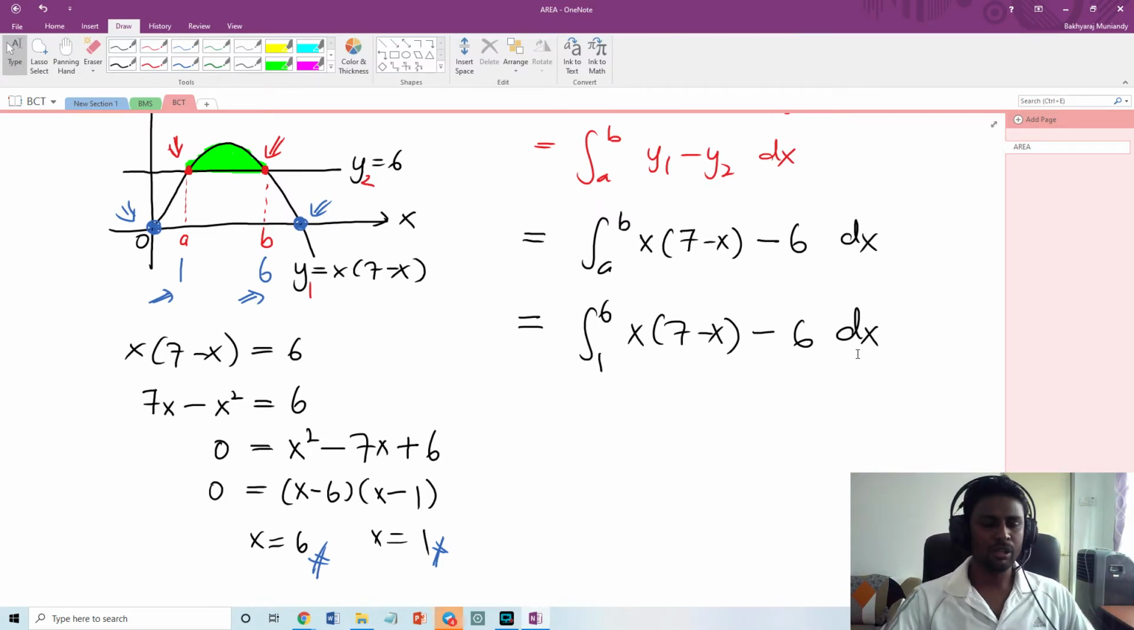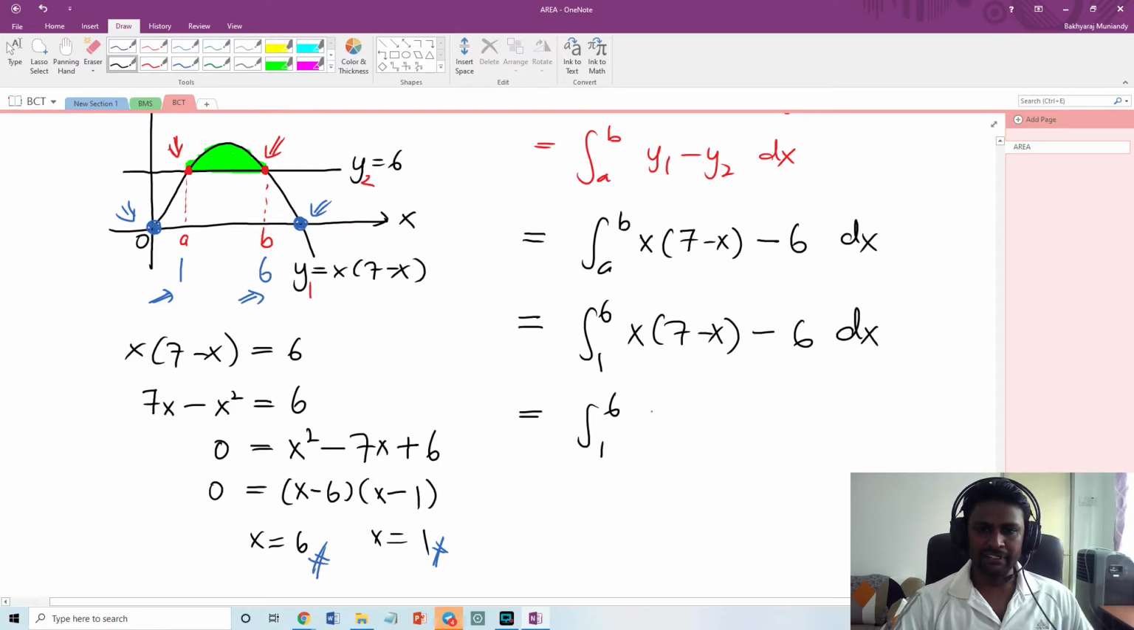Okay, so now we go for the answer. Answer will be equal. Also, I think we need to expand, right? We need to expand and do some modification before we go for the integration. So we get 1, 6, and then here you get 7x, correct?